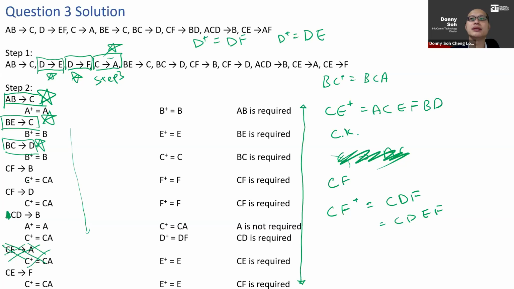The question is, does CF imply B? CF implies CDEF. CD implies B. You are right. Because CD implies B over here, this is also not required. So this is also not required. Good. I think I didn't make any mistake. I think this is correct. Yes, very good. So CF implies B is also redundant.